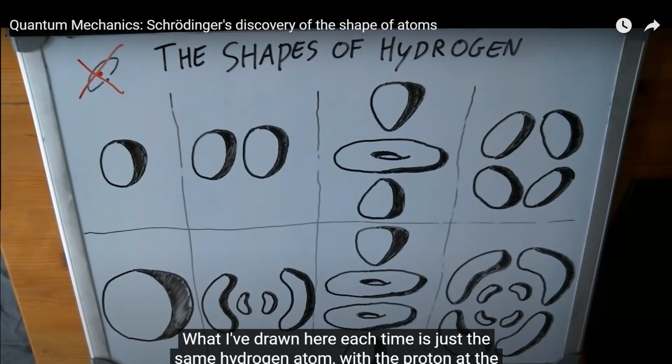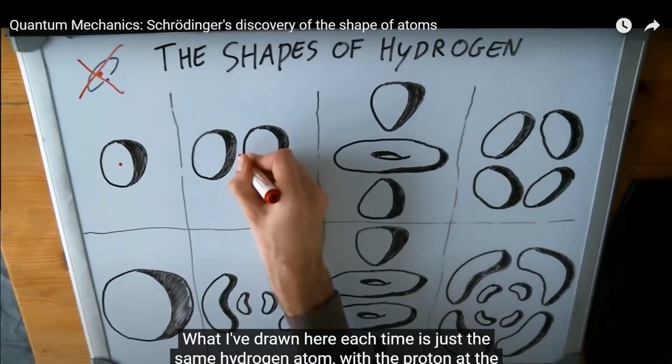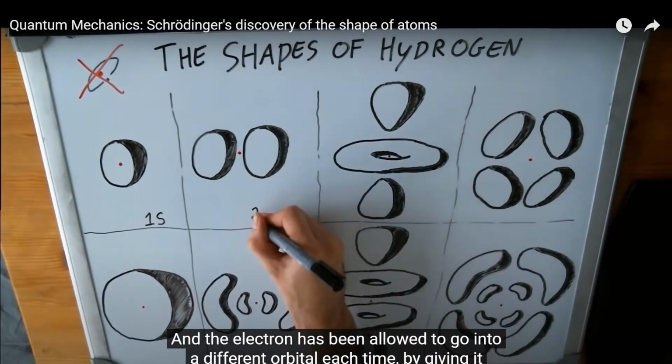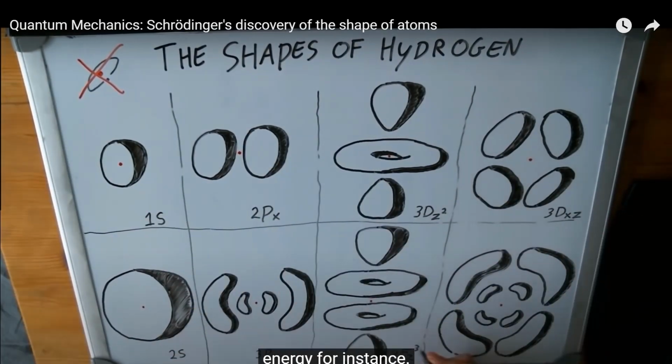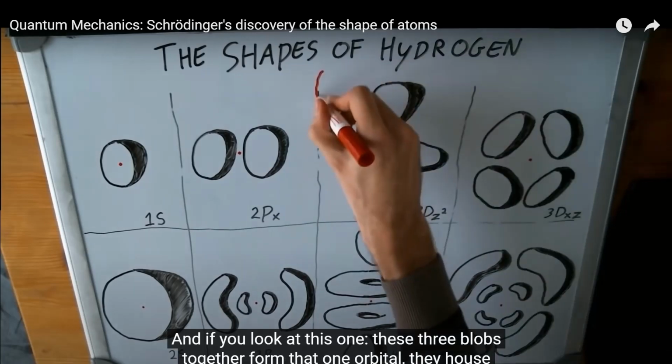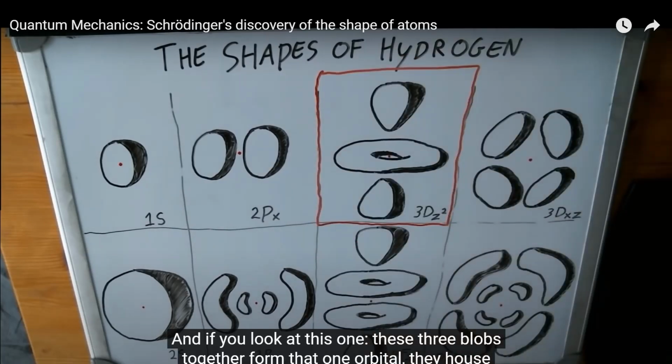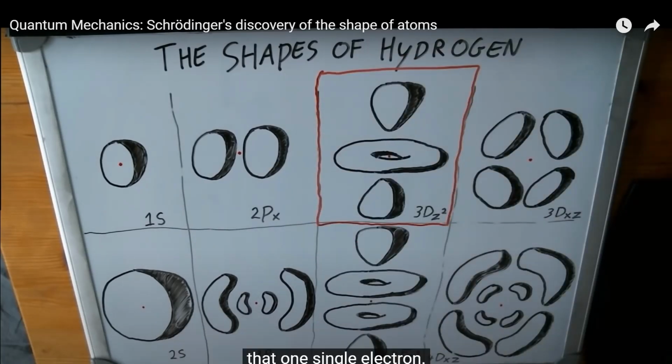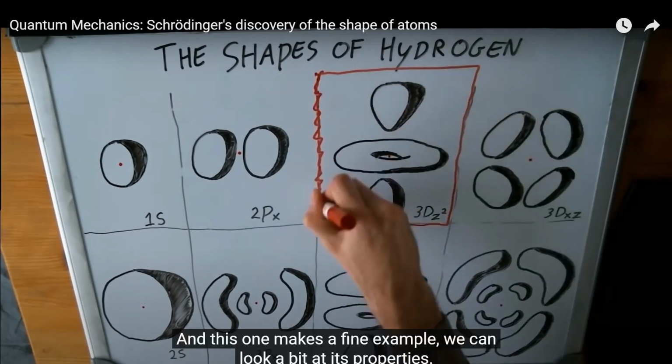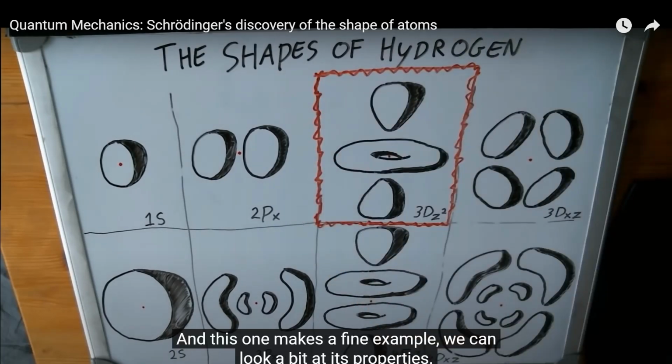What I've drawn here each time is just the same hydrogen atom with a proton at the center, and the electron has been allowed to go into a different orbital each time by giving it energy, for instance. And if you look at this one, these 3 blobs together form that one orbital. They house that one single electron. And this one makes a fine example. Now, the reason he says they house that one electron is because we are only dealing with hydrogen here. And how many electrons does hydrogen have? Just the one. Okay, so we don't have to worry about it having 2 electrons in it. Okay? Look a bit at its properties.